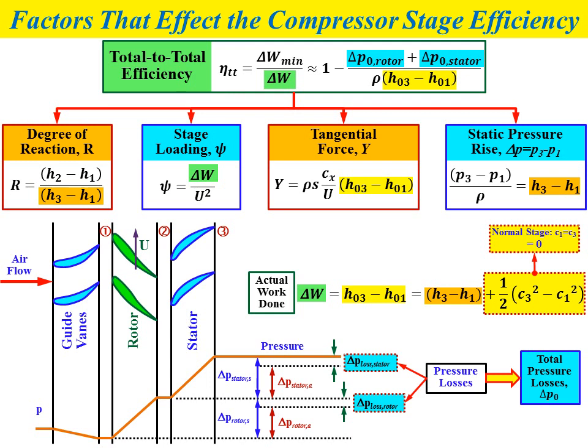Okay, so the total pressure losses, if we look at the total efficiency equation, we'll have two types of total pressure losses: first for the rotor and the second one for the stator. Delta P naught rotor and delta P naught for the stator.